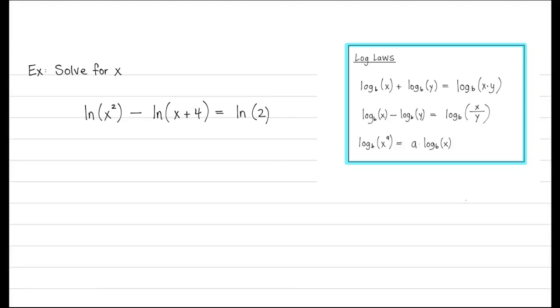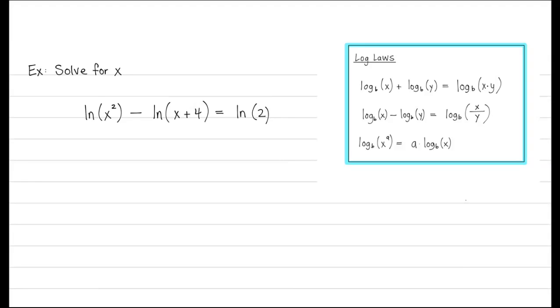Okay, so we're going to use the log laws to be able to solve for x of this particular equation. We have the natural log of x squared minus the natural log of x plus 4 is equal to the natural log of 2. And remember, what we want to try to do here is combine together as many of these logs or natural logs as we can.